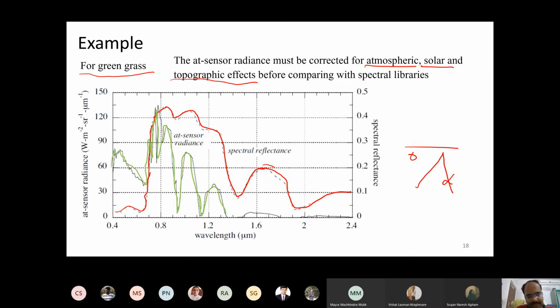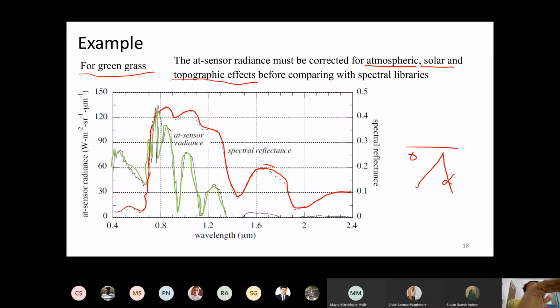So what it means is we cannot directly use remote sensing images. We have to correct them for the effect of atmosphere, solar radiation and topographic effect before we can have some meaningful interpretation out of them. That is the major take-home message from this particular lecture. Atmosphere, variation in the sun's radiation, and topography all play a role. All of them change the radiance reaching the sensor, and before we use the remote sensing imagery for anything, we should correct for these effects, at least for the atmospheric effect.